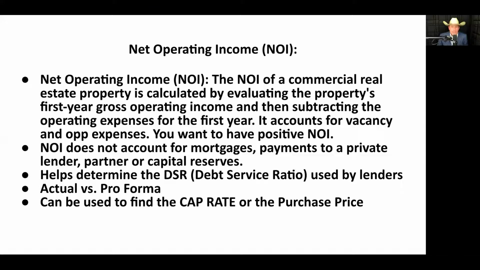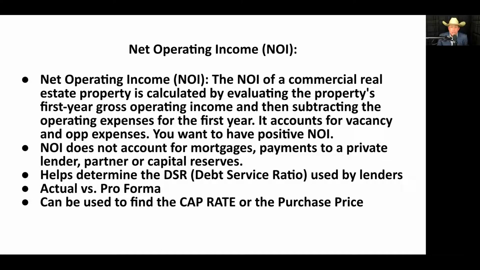Our very first value delivering ratio or definition is net operating income. Your net operating income of a commercial real estate property is calculated by evaluating the property's first year gross operating income and then subtracting out the operating expenses for the first year. It accounts for vacancy and operating expenses, and of course you want a positive NOI. It doesn't account for mortgages, payments to private lenders, or capital reserves. So it's really pulling the financing out of the equation.